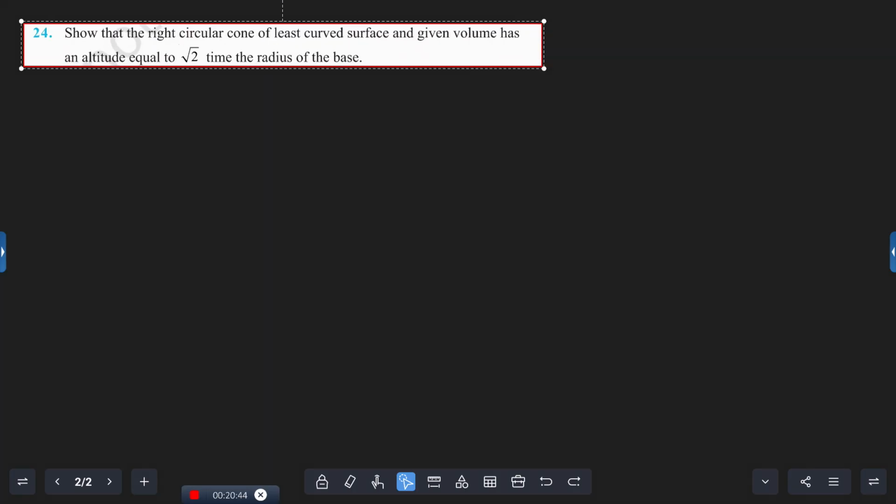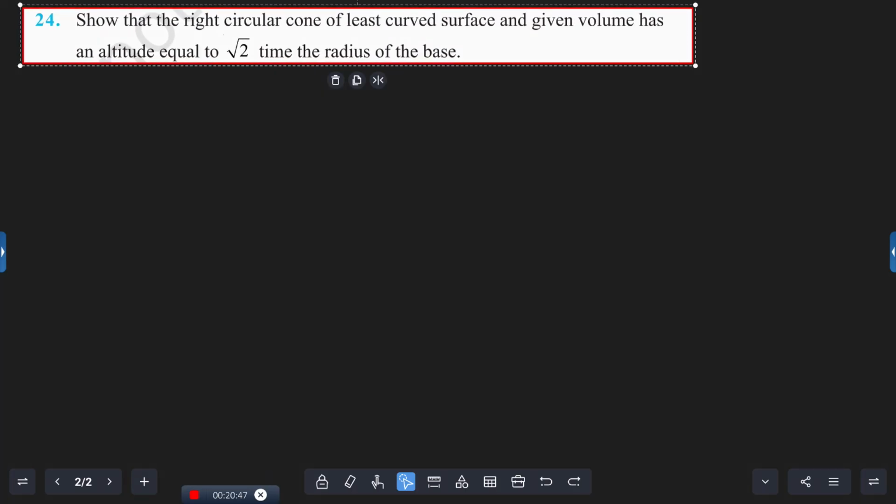Question number 24. So this is also important, like 23, 24, 25 and all. Listen. Show that right circular cone of least. Least means what? Minimum. That is the keyword. If least, greatest, maximum, minimum and all are given, you want to differentiate, I said. So right circular cone of least curved surface area. Curved surface area of the cone you want to differentiate.